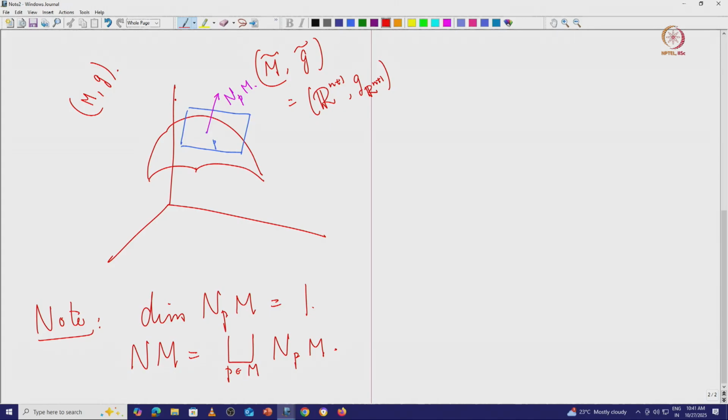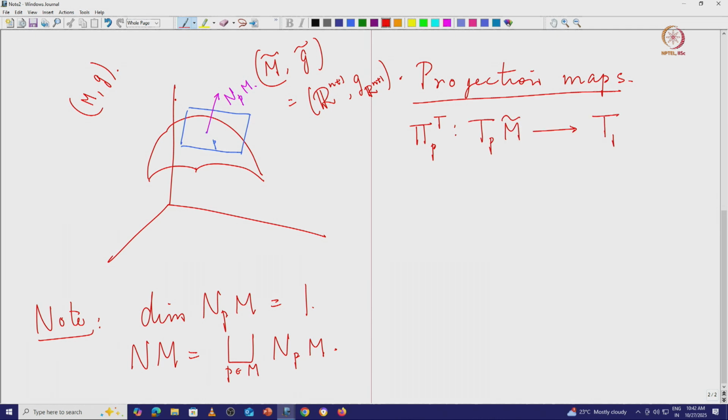Now you have natural projection maps. At each point p we have the tangential projection from T_pM tilde to T_pM, and we have the orthogonal projection from T_pM tilde to N_pM. The key definition is that of a unit normal field.